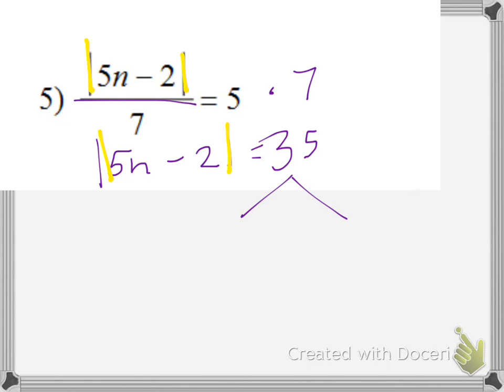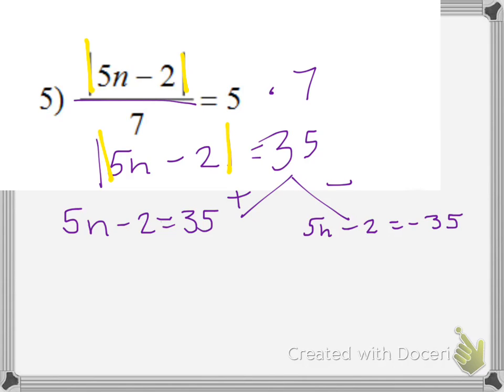So let's split that 35. One where it's positive, one where it's negative. So I got 5n minus 2 equals 35, and then 5n minus 2 equals negative 35.